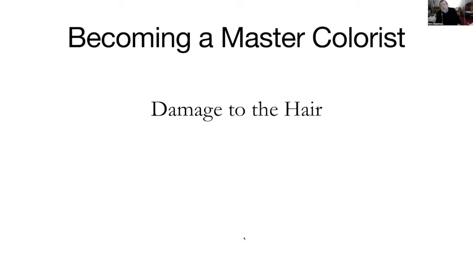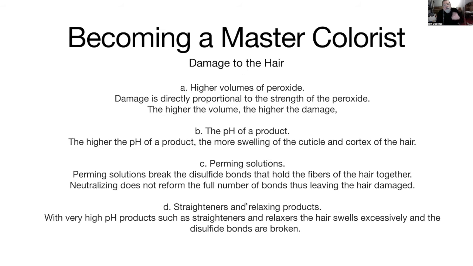Damage to the hair. I want to talk about damage to the hair, and I want to talk about a bunch of different types of damage to the hair. First of all, damage to the hair from peroxide. The damage is directly proportional to the strength of the peroxide. Consequently, remember I said it earlier, a 20 volume developer damages hair less than 40 volume developer. The higher the developer strength, the increased damage to the hair.